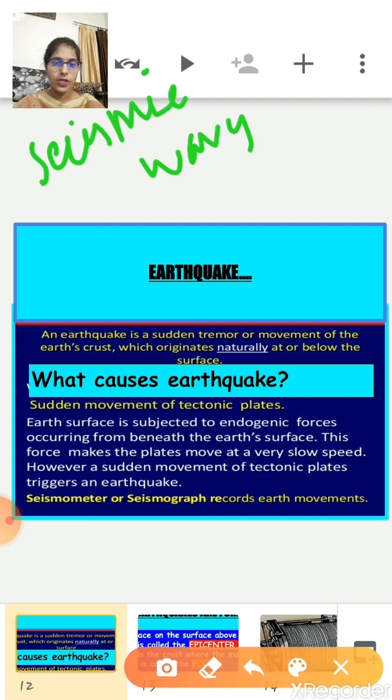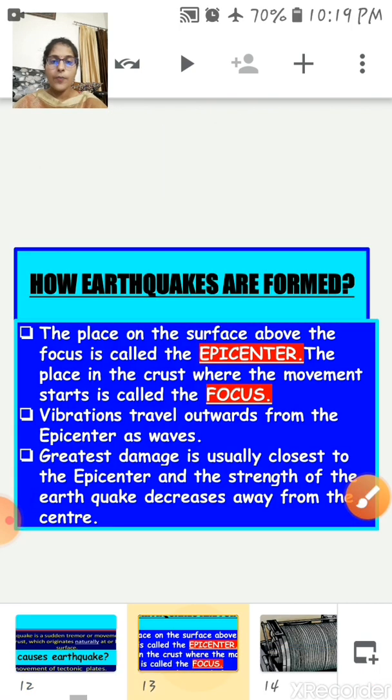Now what causes earthquake? So as I said, sudden movement of tectonic plate. Earth surface is subjected to endogenic forces occurring from beneath the earth's surface, and this force makes the plates move at very slow speed. However, a sudden movement of these tectonic plates triggers an earthquake. So as I said, when two tectonic plates collide with each other, that triggers an earthquake.